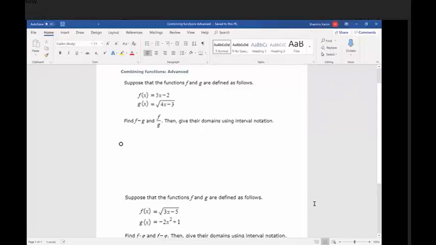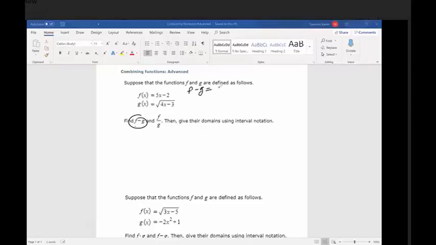I will talk about combination of functions, an advanced topic from objective 3. So, two functions. Suppose that the functions f and g are defined as follows. Find f minus g and f divided by g, then give their domain in interval notation. So let's find f minus g.